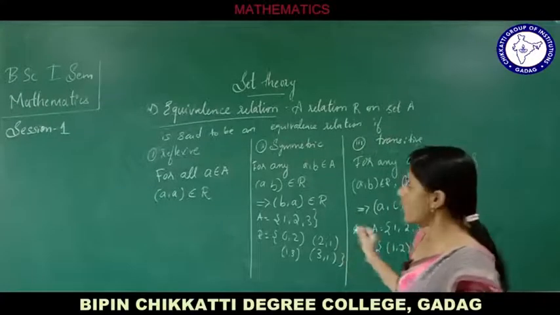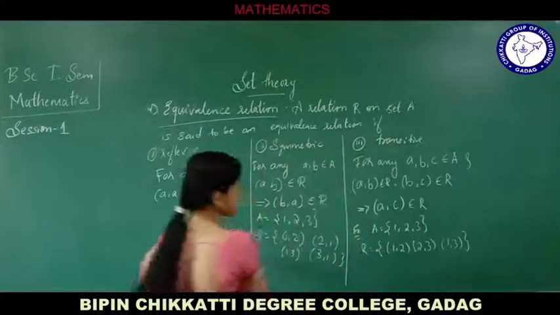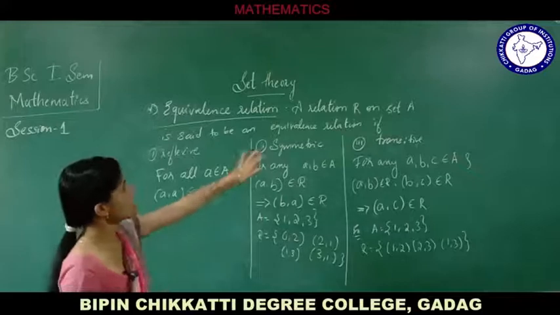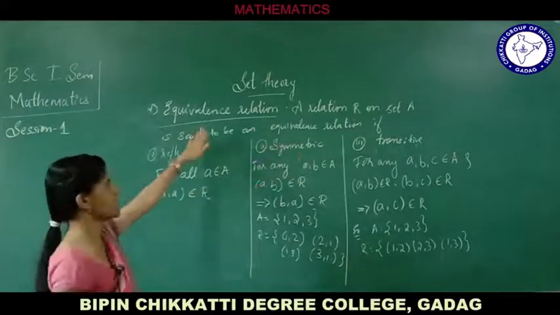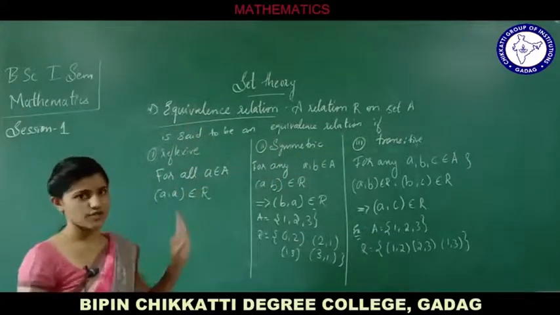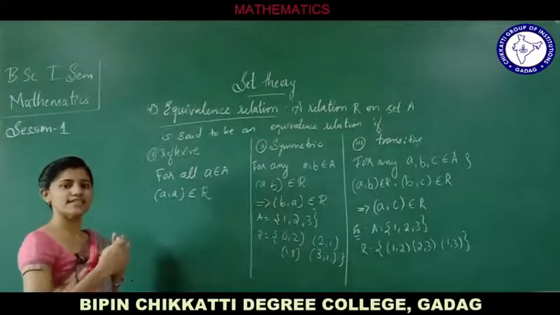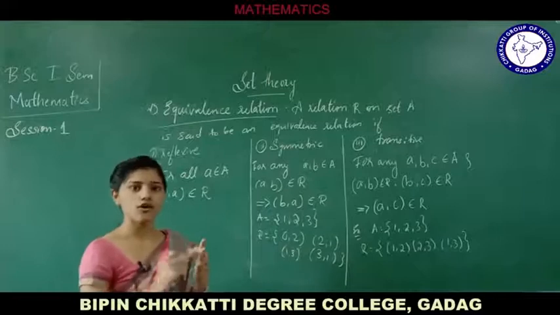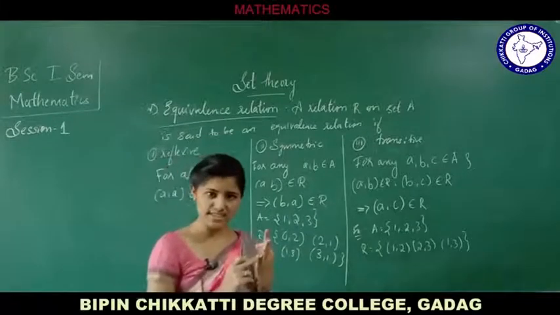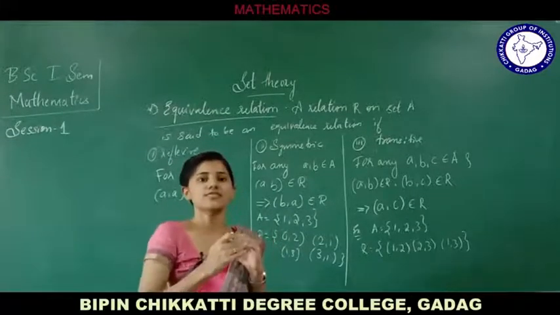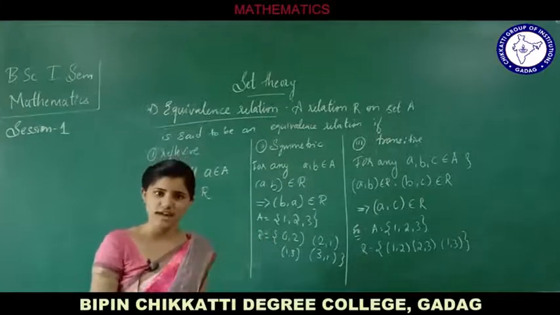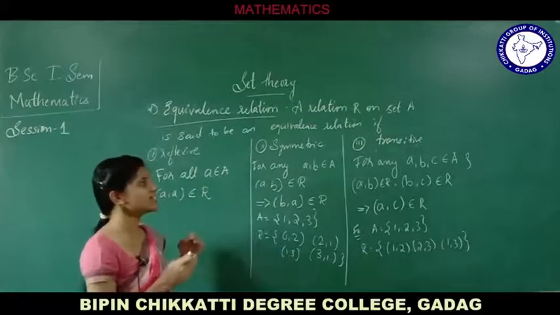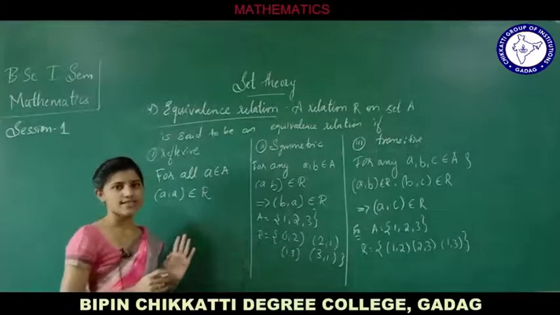When all these three conditions are satisfied, then the relation R on set A is said to be an equivalence relation. Note that all these three conditions, that is reflexive, symmetric and transitive, should be satisfied. If any one of these three conditions is not satisfied, then we do not say that it is an equivalence relation.